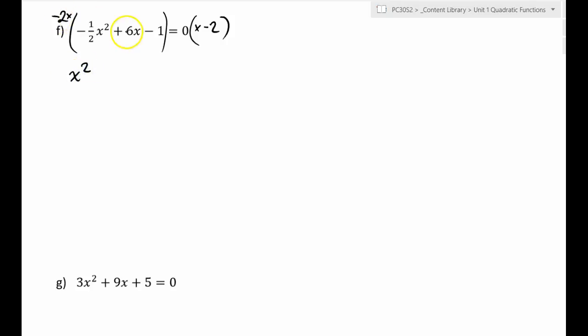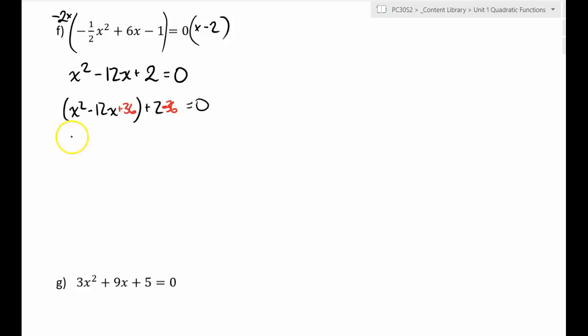Leaves me with x squared minus 12x plus 2 equals 0. Again, this is not factorable, so my only strategy left is to complete the square. x squared minus 12x plus 2 equals 0. Half of negative 12 is -6. Squared is positive 36. So I'm going to subtract 36 out here, leaving me with x minus 6 squared minus 34.